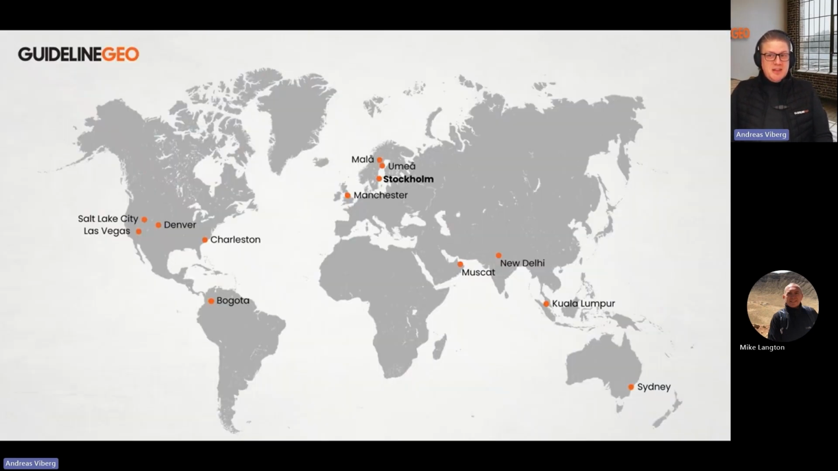This brings us close to our customers, and we have a close collaboration with both customers, universities, and partners. And this is just a map highlighting our main Guideline Geo facilities. You can see from Sydney in the east to Las Vegas in the west. The head office or main office of Guideline Geo is situated in Stockholm, Sweden, and we are situated, both me and Mike, in different parts of Europe. I am in Umeå, where the R&D office is situated, and Mike is in Manchester.